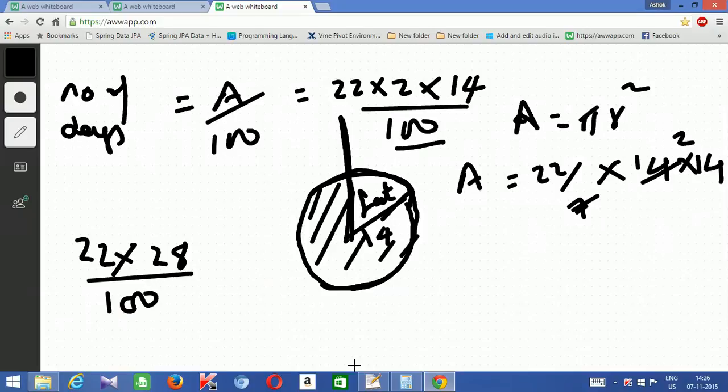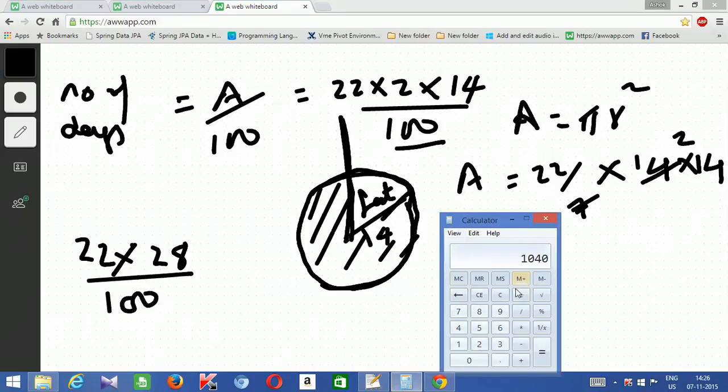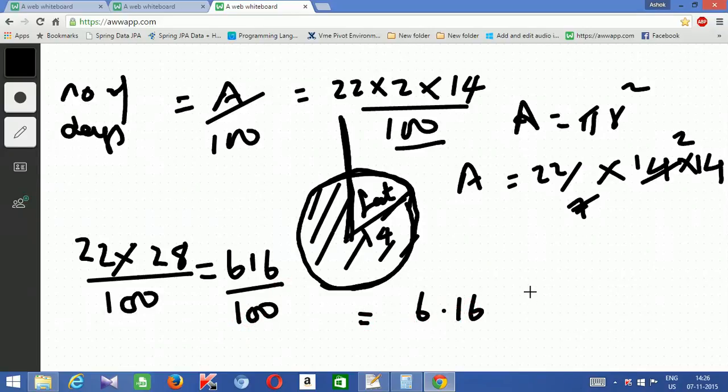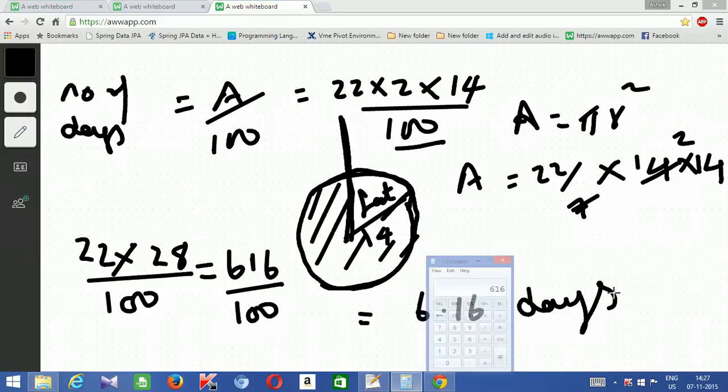So if we multiply 22 into 28, that is around 616. So the cow is capable of grazing 616 square feet totally, and per day it grazes 100, which means approximately in 6 days, or 6.16 days, it can graze the complete field. Fine. So I will repeat again.